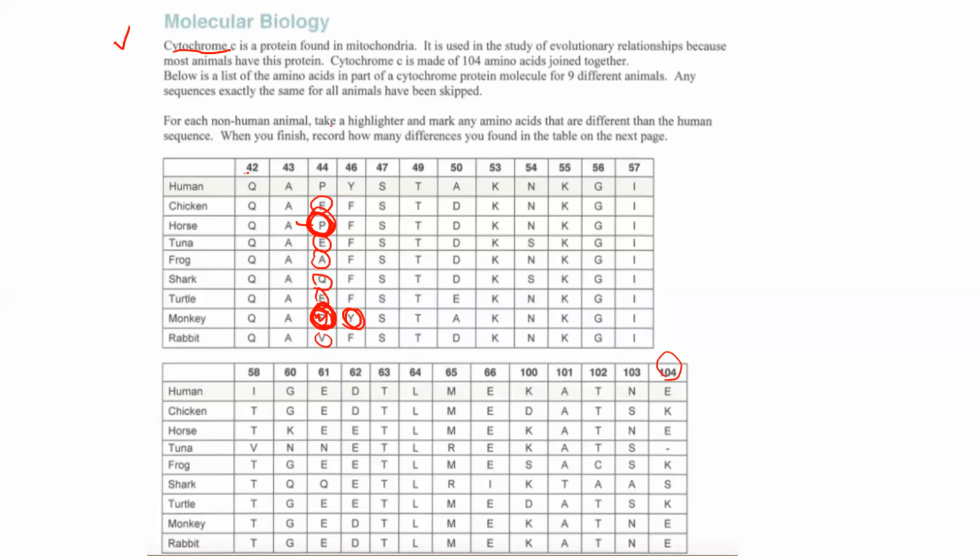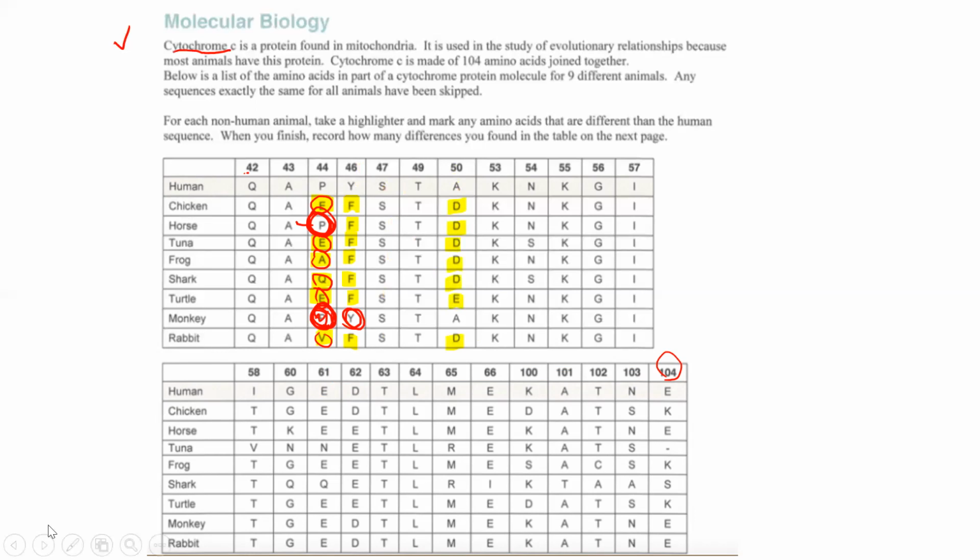So we go through this. For each non-human, take a highlighter and mark any amino acids that are different. Okay, so we're going to highlight. I'm really botching this up, aren't I? Okay, let's do this. We're going to highlight the ones that are different. And you can do this in your workbook right now too. Y, okay, that's different. S, all the same. T, all the same. A, oh, these are different. Okay, you get the idea.